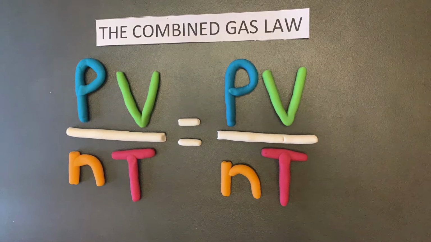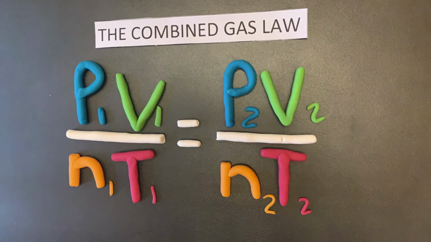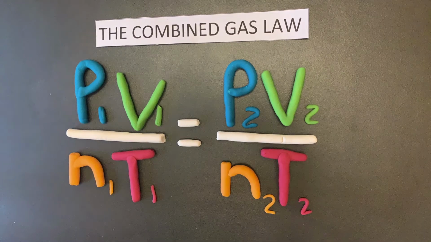Combined gas law: P1 times V1 over N1 times T1 is equal to P2 times V2 over N2 times T2. All other gas laws relate to the combined gas law by showing that all variables are proportional or inversely proportional to one another.